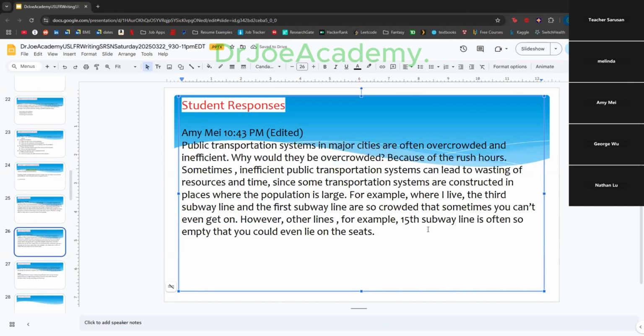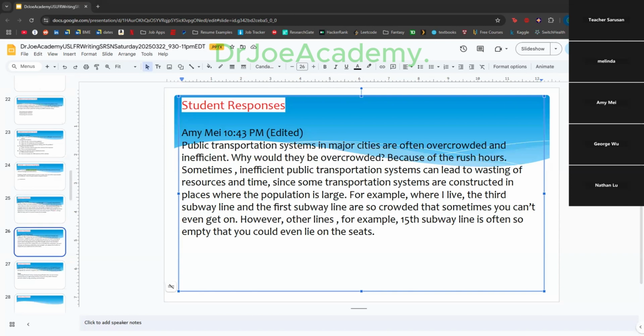All right, Amy, can you read your answer, please? Public transportation systems in major cities are often overcrowded and inefficient. Why would they be overcrowded? Because of the rush hours. Sometimes inefficient public transportation systems can lead to wasting of resources and time, since some transportation systems are constructed in places where the population is large. For example, where I live, the third subway line and the first subway line are so crowded that sometimes you can't even get on. However, other lines, for example, 15th subway line, is often so empty that you can even lie on the seats.